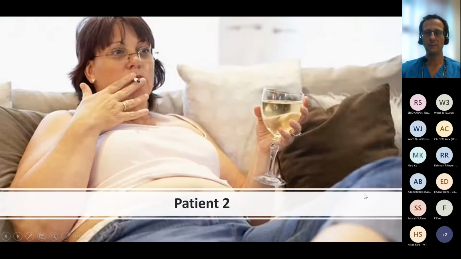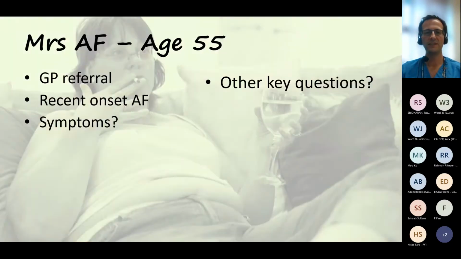Great, so let's move on to our patient number 2. So this patient is called Mrs. Atrial Fibrillation, and she's 55 years old. Now, imagine that you're seeing her in your GP surgery, or imagine that you're doing a cardiology clinic and you've had her referred in by your GP. Either way, it comes to the same thing. This lady's had recent onset atrial fibrillation, and what are the symptoms you're going to ask her for? What questions are you going to ask her to establish symptoms from atrial fibrillation?